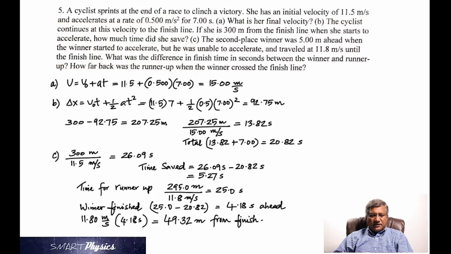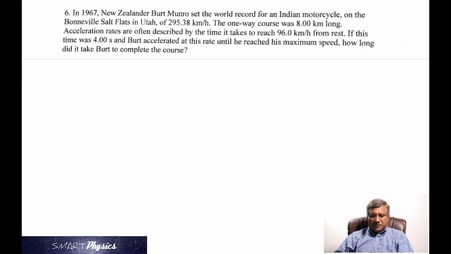6. In 1967, New Zealander Bert Munro set the world record for an Indian motorcycle in Utah of 295.38 km per hour. The one-way course was 8 kilometers long. So you're given the velocity, you're given the total distance, and the acceleration rates are often described by the time it takes to reach 96 km per hour from rest. And if this time was 4 seconds, that means Bert took 4 seconds to accelerate from 0 to 96 km per hour.